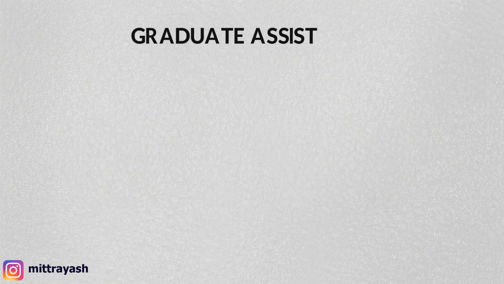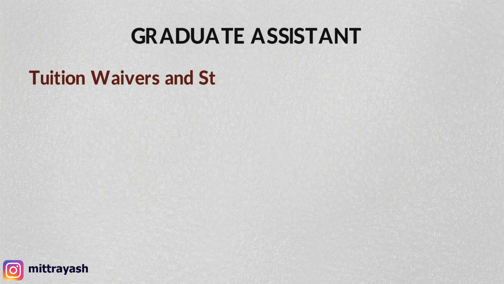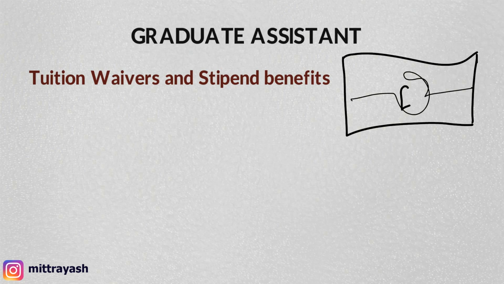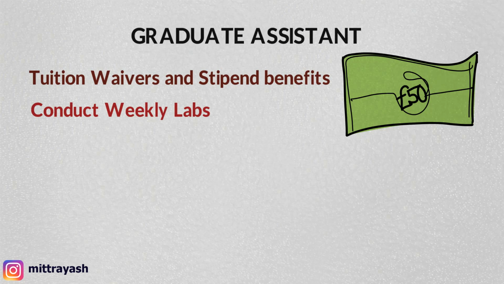The next thing is a graduate assistant. All right. So this is again one of the most popular jobs. You again get the same kinds of benefits, tuition waivers, stipend benefits, you name it. You know that money is really important for you at this moment because you cannot go back and ask your parents for more and more money every month. All right. So really, what's the job of a graduate assistant?